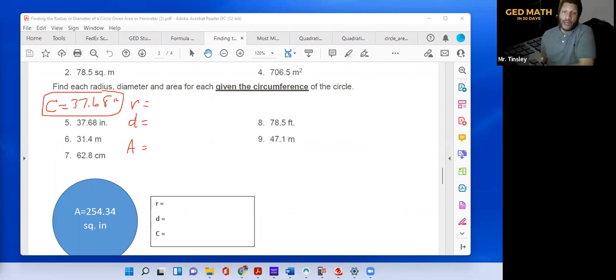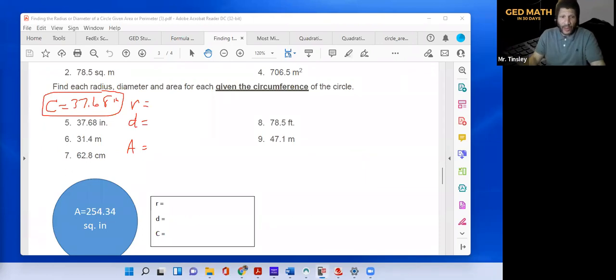But no, seriously. The circumference is 37.68. Okay, I see the area. So make sure you give me the radius and the diameter, Brandy. I see your message for the area. I don't even know what the answer is, so I don't know if it's right or wrong because I haven't done it. Let me check it. I'll check it right now.